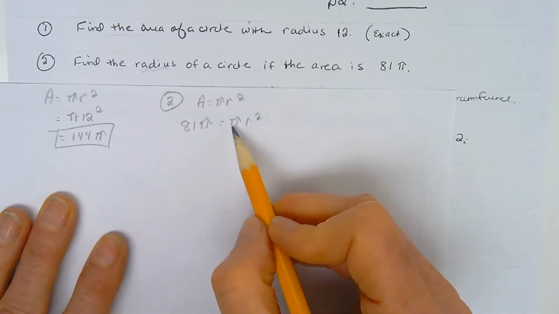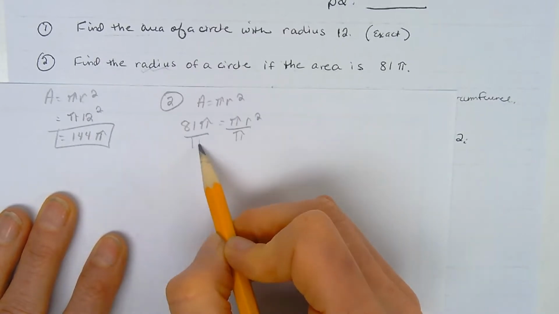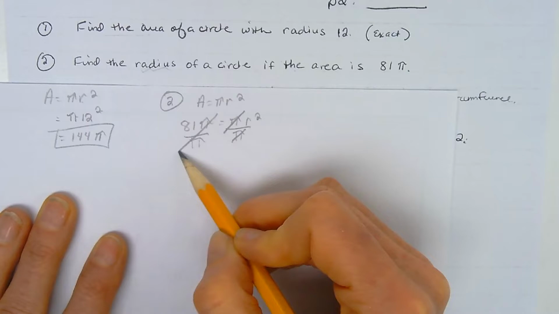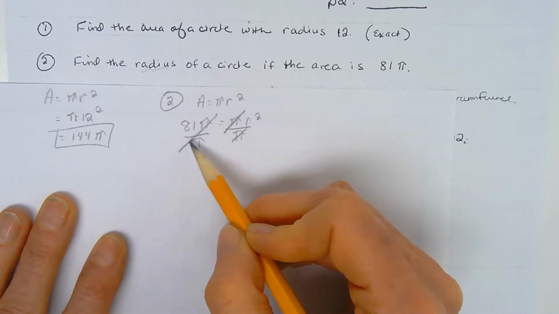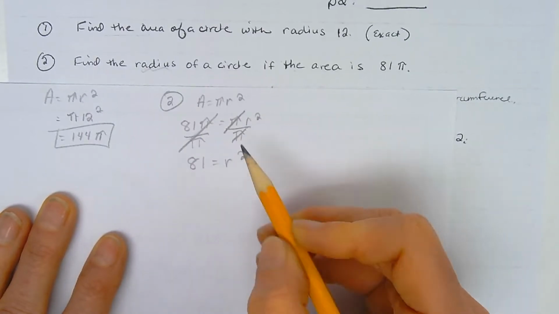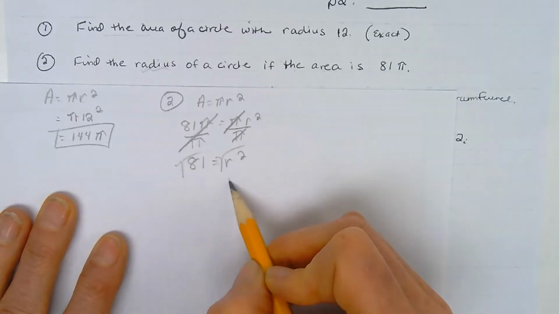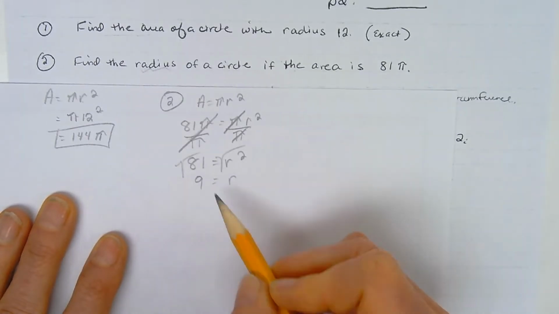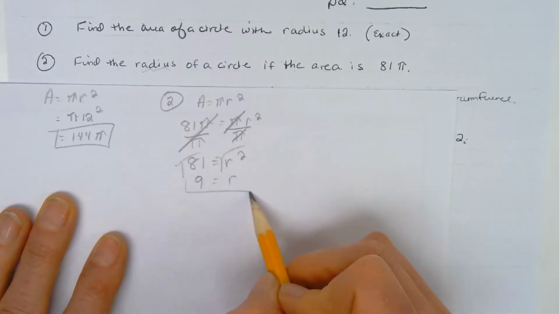I'll divide both sides by pi. I can cancel here, and I get 81 equals r squared. And the square root of both sides gives r equals 9. So the radius of the circle is 9.